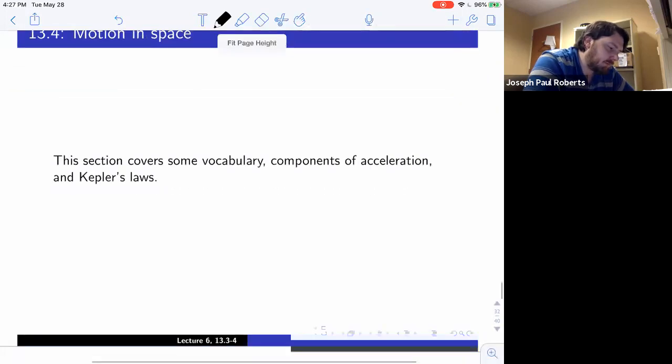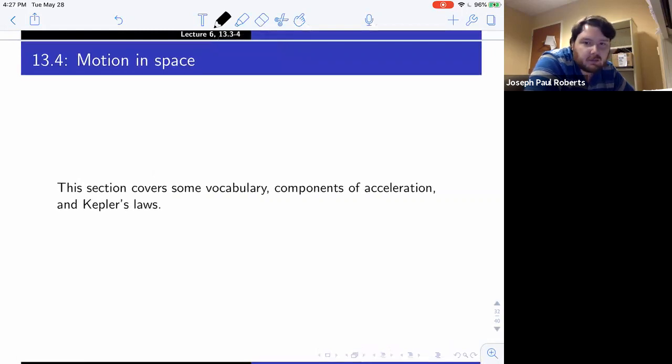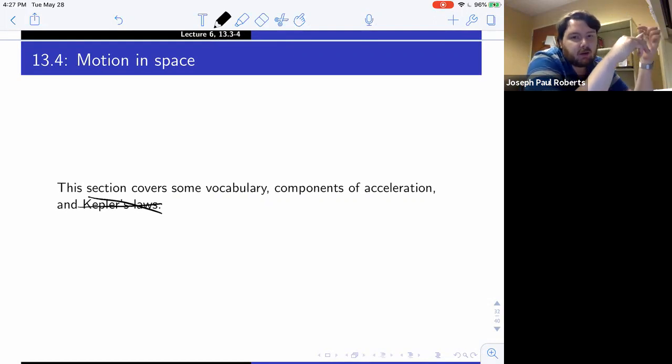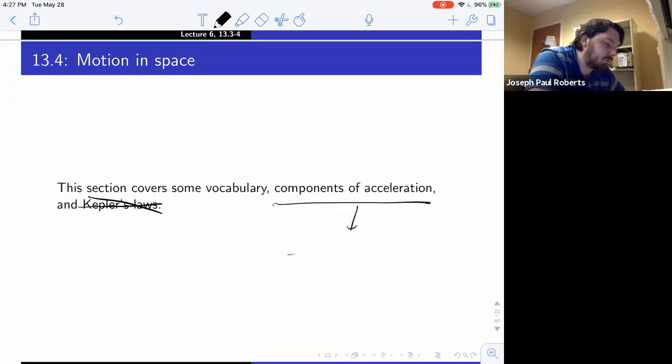So 13.4 talks about some vocabulary and then something called components of acceleration and Kepler's laws. Kepler's laws, we're not going to do it all. I'm not going to talk about it today. It's pretty neat. Essentially, you guys know enough to understand how the orbits of planets in our solar system behave. Components of acceleration, I will discuss it, but it's not on the quiz or test. It sort of ties together some of the things we've been discussing in a nice way. So I do like to discuss it. It will be on the homework, but don't worry about memorizing the formulas for the quiz or the test.